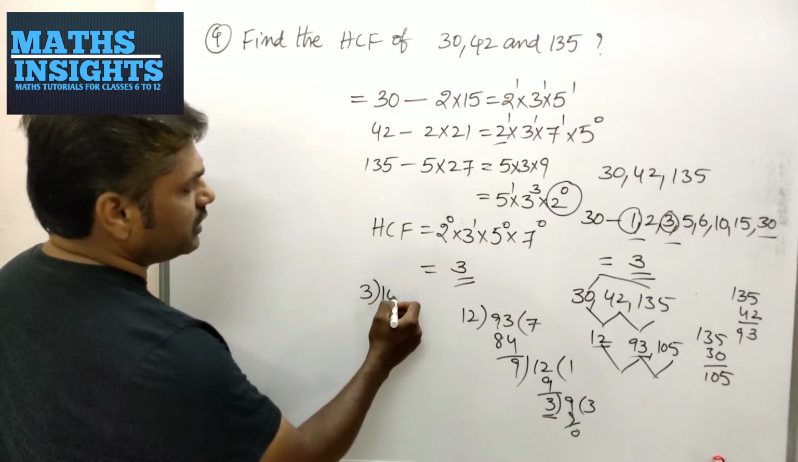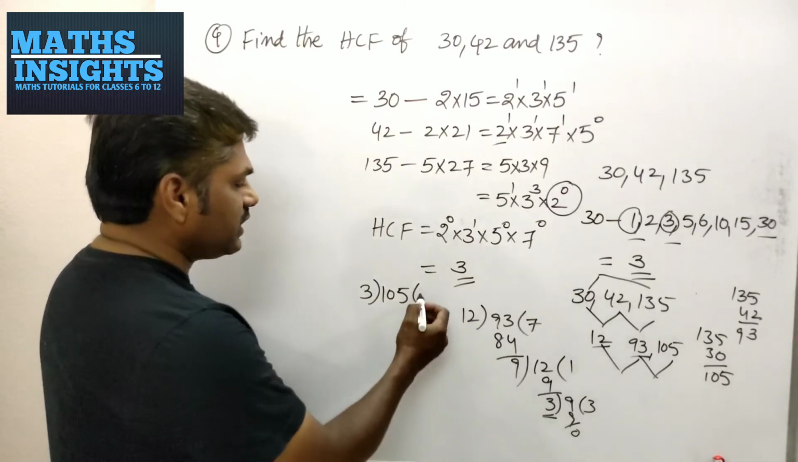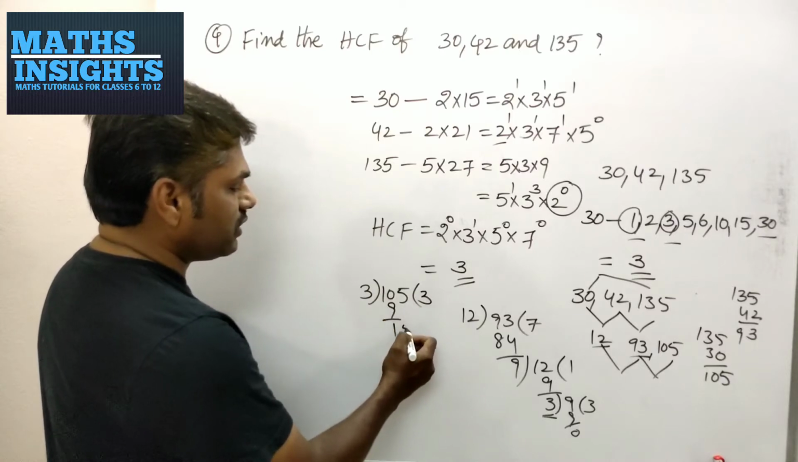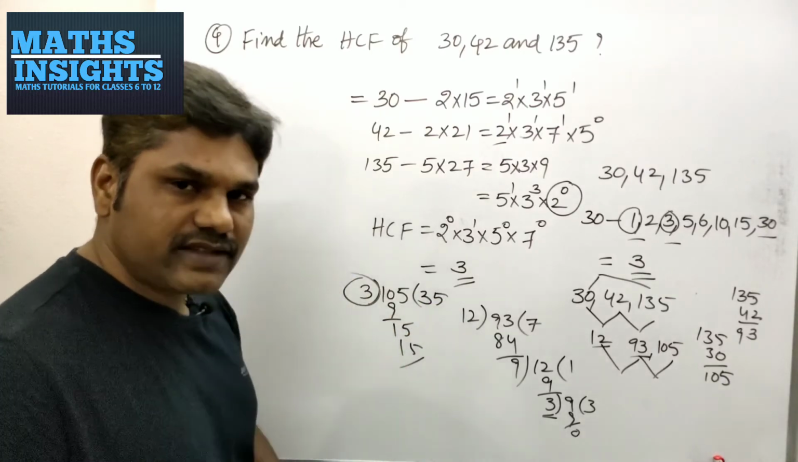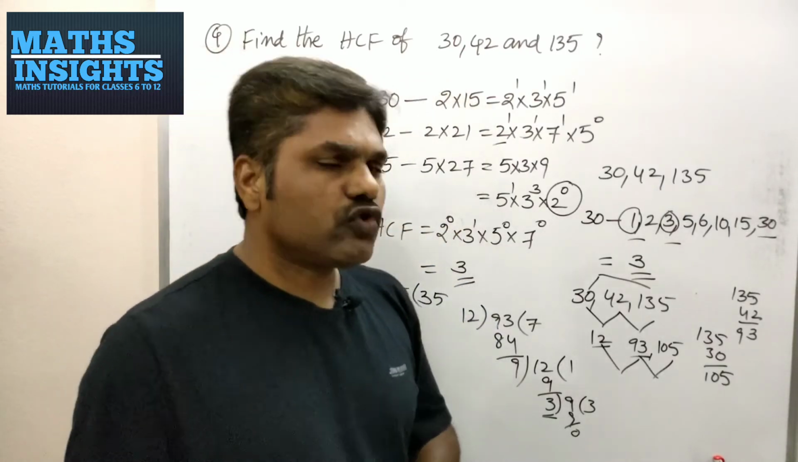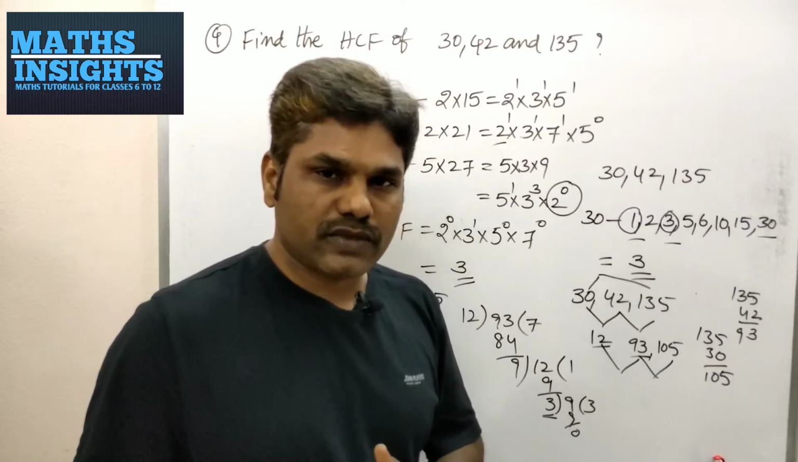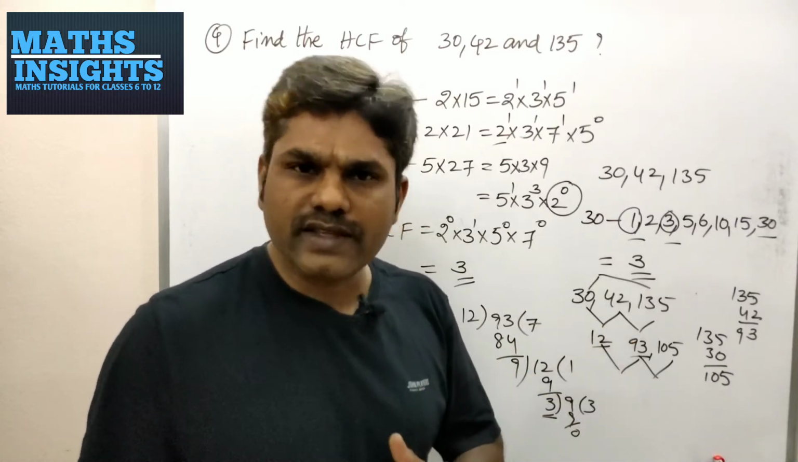Therefore for 3 and 105, I am dividing 105 by 3. 3 3s are 9, 3 5s are 15. So 3 is the HCF. This method will also work very well if you practice more problems. Then these concepts will become very clear and very easy.